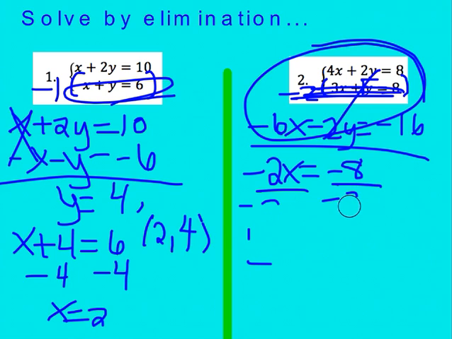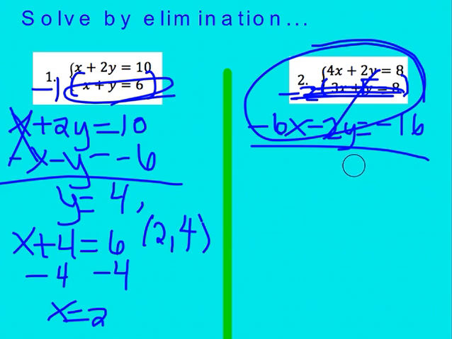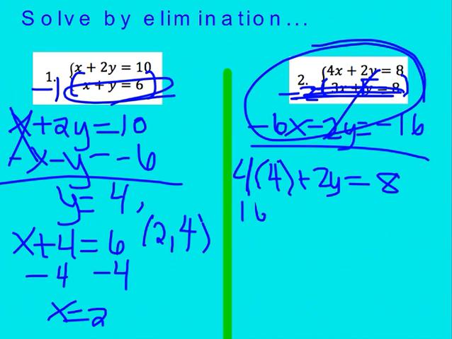Again, you can pick any of those equations to plug it back in for y, okay? I'm going to choose the top one because I think that'll be the easiest. So let's go ahead and do that. So I have 4, and then I just found out that my x is equal to 4, so I'm going to plug that in. And then plus 2y is equal to 8. So then I have 16 plus 2y is equal to 8.